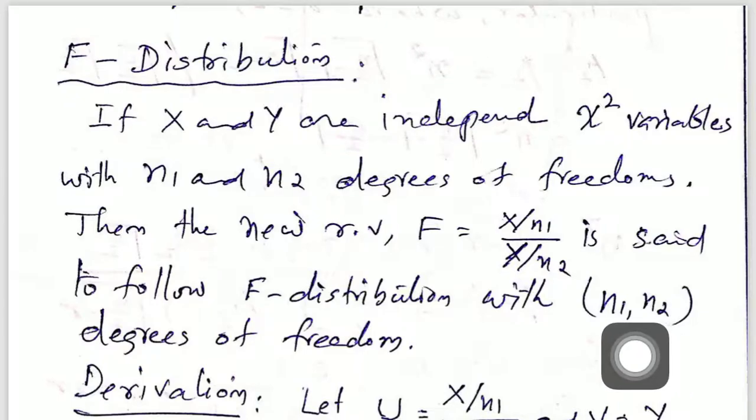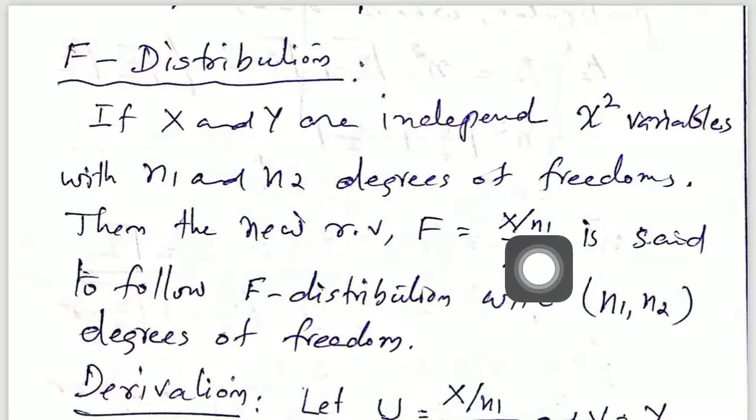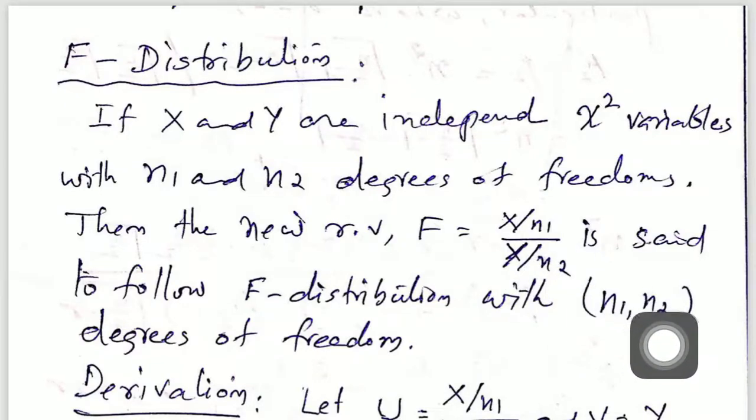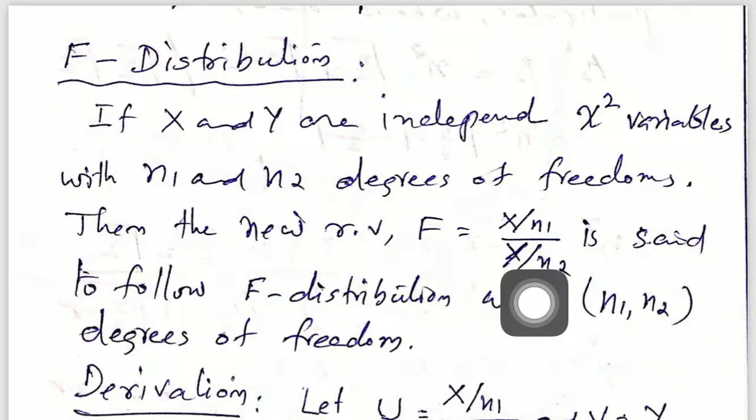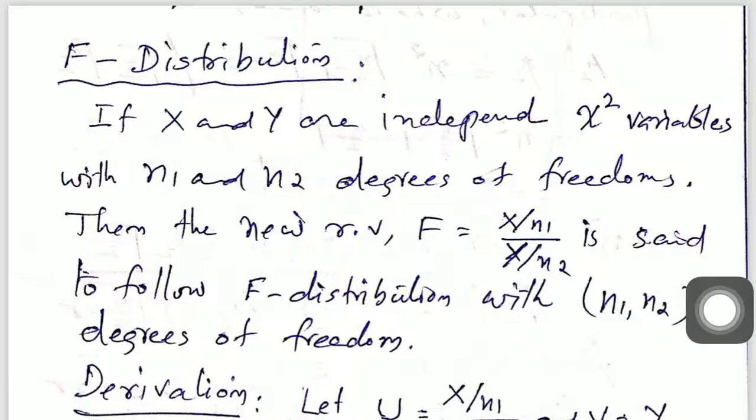And you remember that this cannot be interchanged. The first degrees of freedom is that of the chi-square distribution in the numerator, and the second one, that is n2, is that of the chi-square distribution with n2 degrees of freedom. Now we shall see how the F distribution is derived.